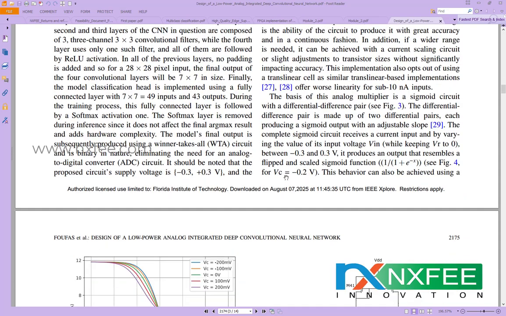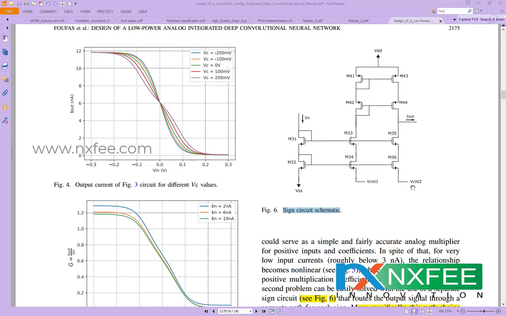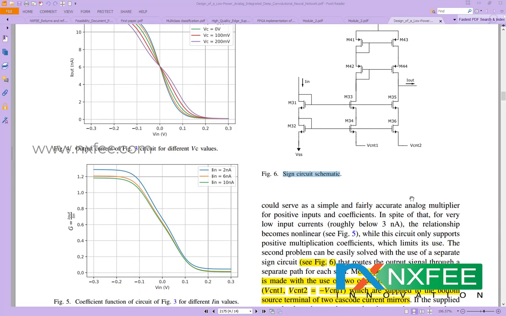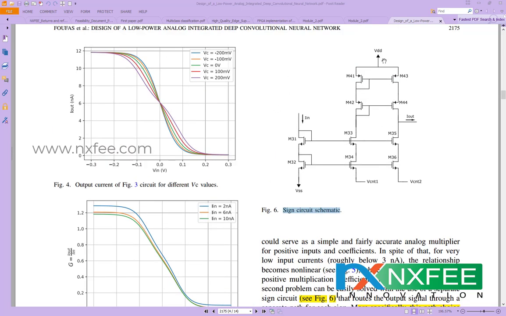The basic building block is the sine circuit schematic, which is used for the measurements. Using Vcount1 and Vcount2 we can manage the circuit for positive or negative based multiplications of the sine sigmoid. Two opposite voltage control signals, Vcount1 and Vcount2, are supplied to the bottom source terminals of two cascode current mirrors, as given in the circuit.